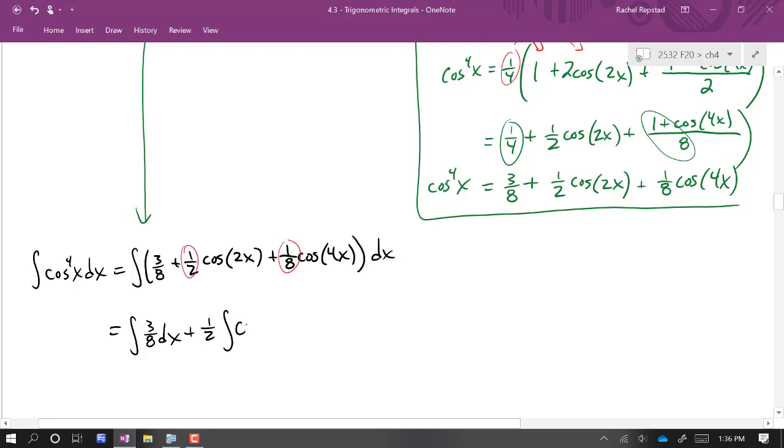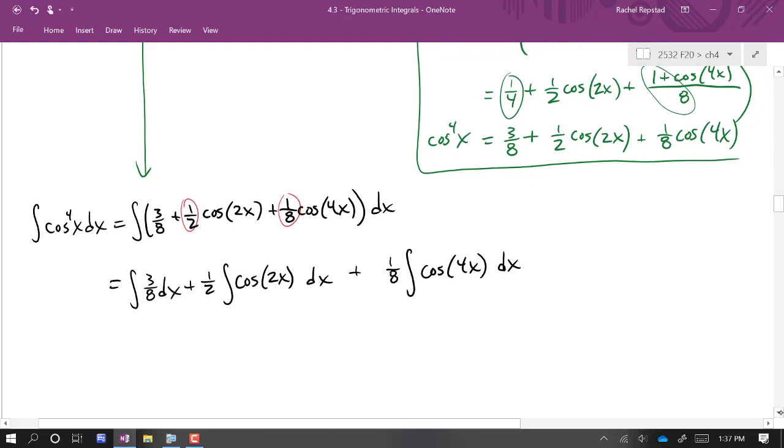integral cosine 2x dx plus 1/8 integral cosine 4x dx. So notice that we're not going to need to use Pythagoras or anything. The integrals we have are the integral of a constant, which we know how to do. And the other two are just integrals of the cosine function. Cosine of a linear, right? Like just a constant times x.